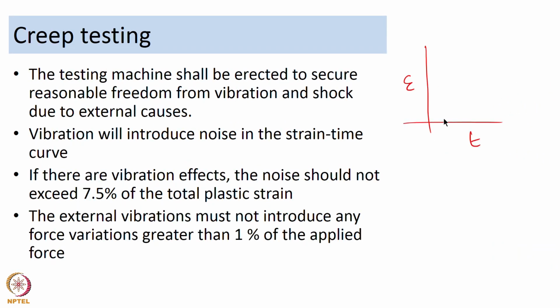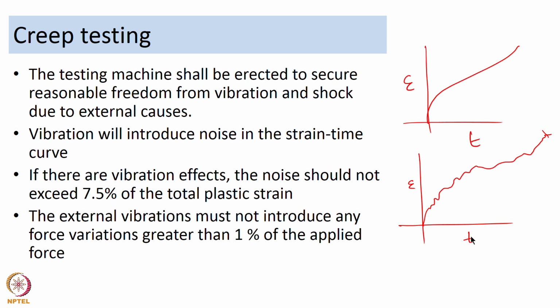So, if you have strain versus time, you want as smooth a curve as possible so that you can analyze your data better, but if there is a lot of noise, then probably you will see a lot of variation or fluctuation in your measurements, and this will interfere with good analysis of your data. So, that is why you want to reduce the amount of noise that is generated in your strain time curve. However, if there are vibration effects which you cannot avoid, then one of the specifications provided by the ASTM is that the noise should not exceed 7.5% of the total plastic strain.